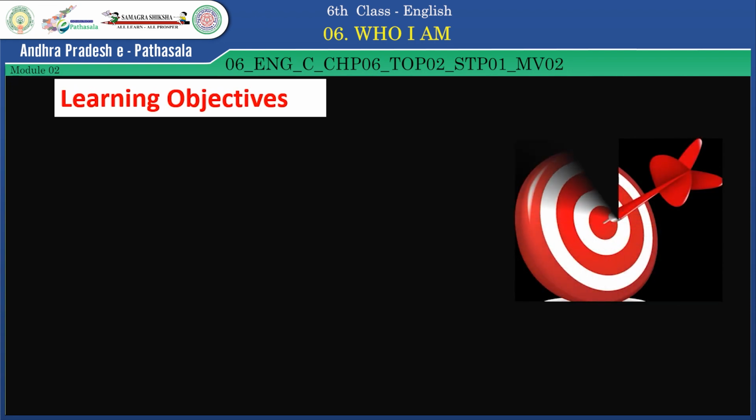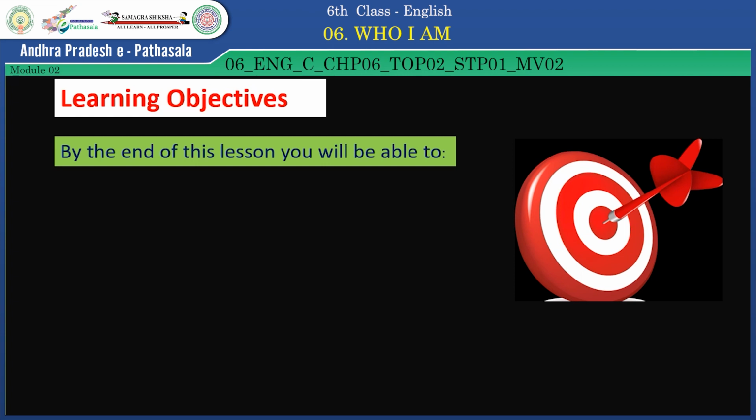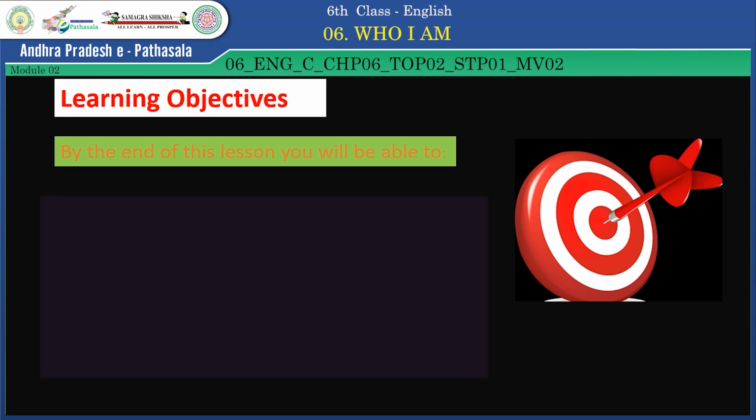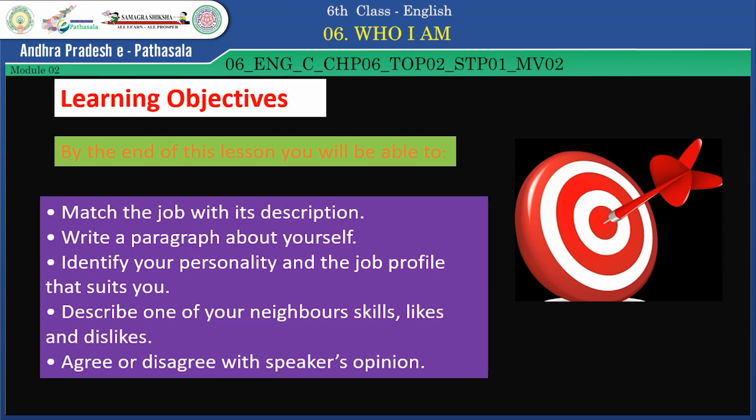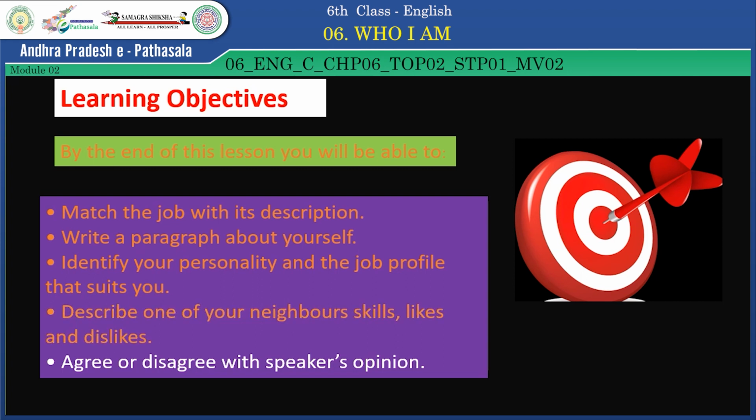Learning objectives. By the end of this lesson, you will be able to match the job with its description, write a paragraph about yourself, identify your personality and the job profile that suits you, describe one of your neighbor's skills, likes and dislikes, agree or disagree with the speaker's opinion. Children, let us see the Who I Am multiple intelligences.